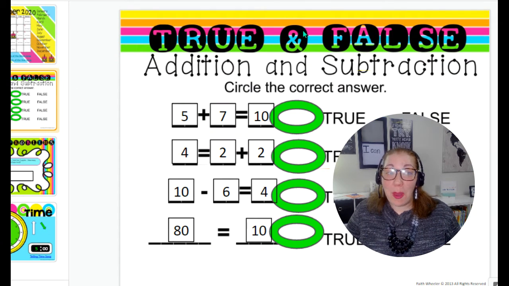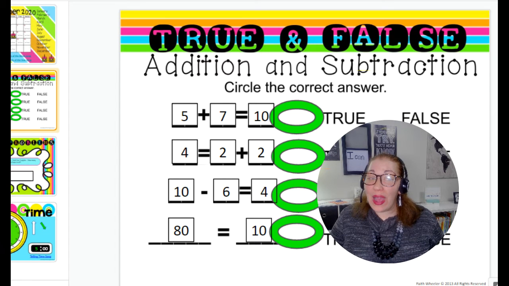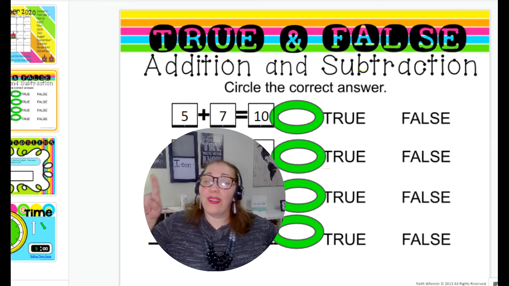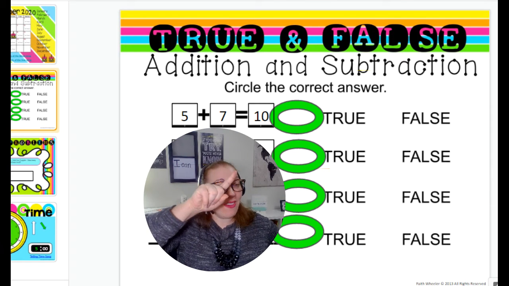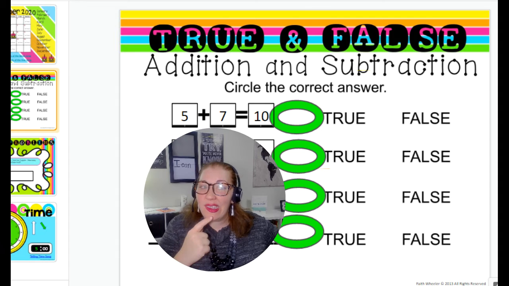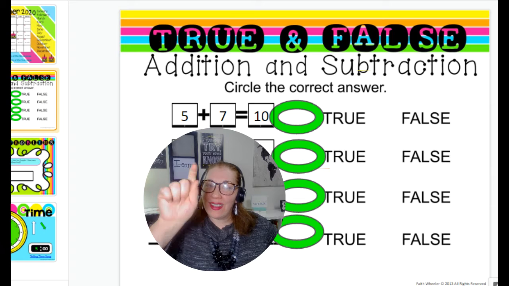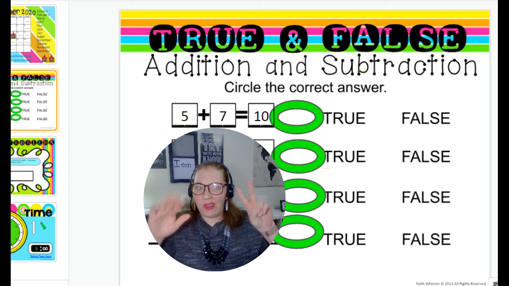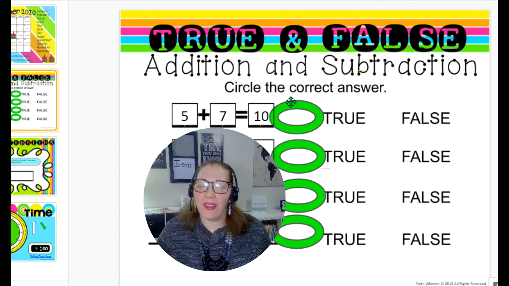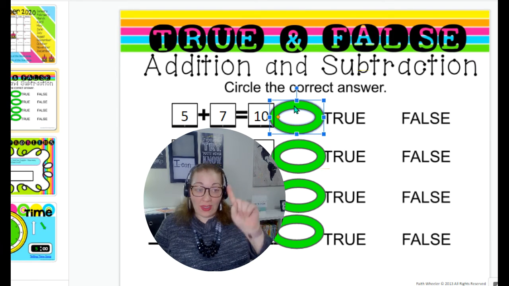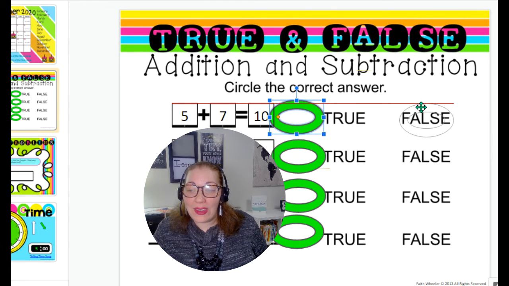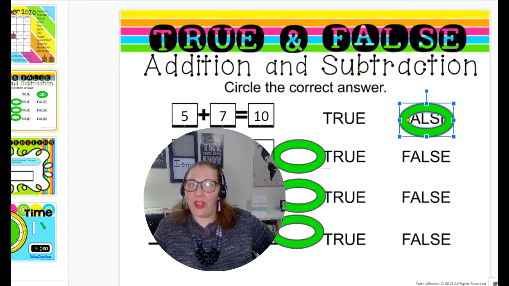Our next slide. Remember, we're learning about math, true and false equations. So this first one says 5 plus 7 equals 10. Is that true or false? 5, 6, 7, 8, 9, 10, 11, 12. It's not 10. It's false. So we're going to click the green circle. Click it once so you get the blue boxes. And then drag it to false because it is not true.